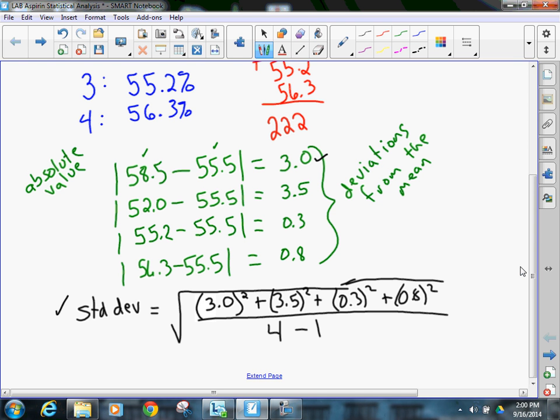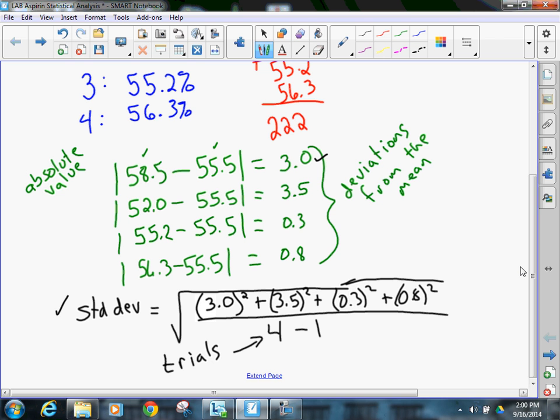You always get the mean first, then you take all the data points and get the deviation from the mean. Then you take the sum of the squares of the deviation from the mean and take the square root of that divided by the number of trials minus 1. Okay? So what I got here on the denominator, that is the number of trials. So we had 4 groups, so we have 4 trials, and then we do minus 1 at the bottom.